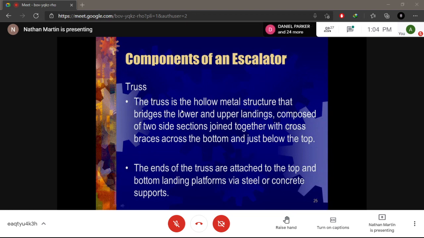So you have your truss, right, which is a hollow metal structure that bridges the lower and upper landings, composed of two side sections joined together with cross braces across the bottom and just below the top, right? So if you just remember that image that we had first, your truss is really the assembly at either side of the step, right? The ends of the truss are attached to the top and the bottom landing platforms via steel or concrete support, right?